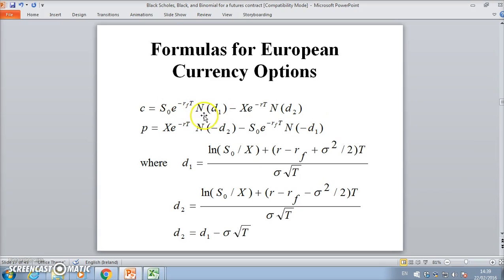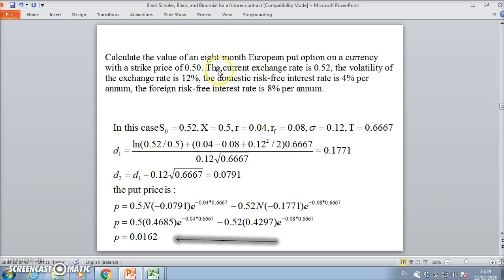So this is the Black-Scholes model. Instead of e^(-qT), we have here e^(-r_f T), where r_f denotes the return on the foreign asset. Okay, so let's just have a look at an example.